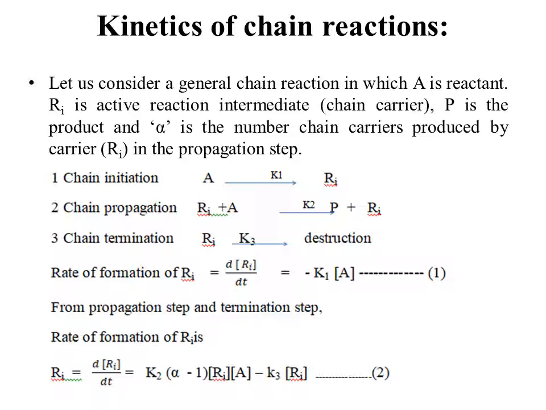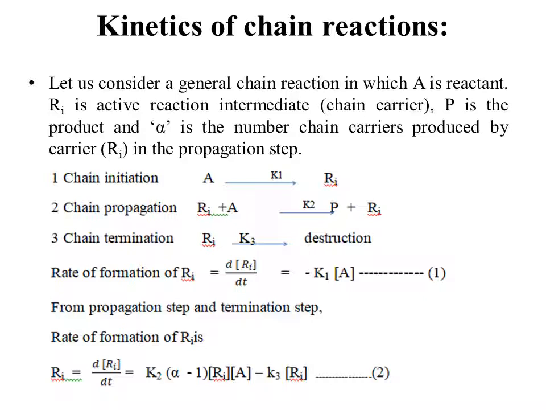Now dear students, the rate of formation of Ri from step number 1, that is dRi over dt, is equal to minus K1 into concentration of A. The minus sign indicates that the concentration of A is decreasing. This is equation number 1.